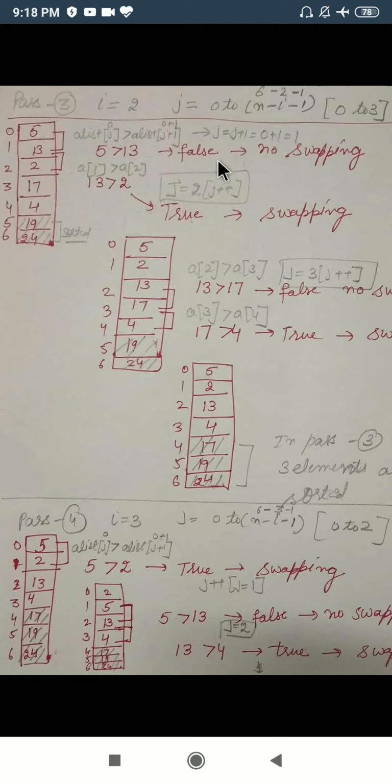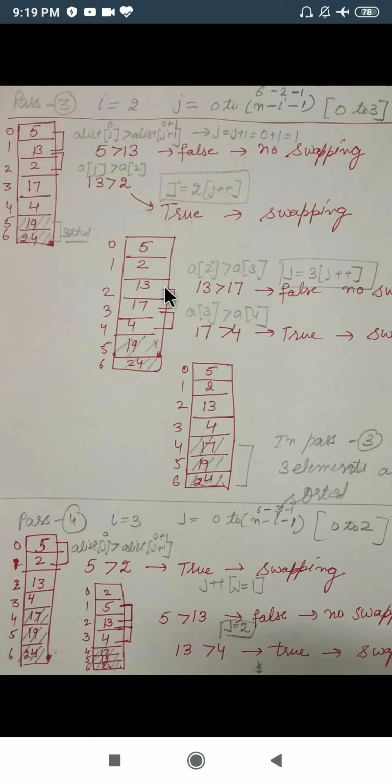Okay, after this case j has become 1. So aj is greater than aj plus 1, so it is true. So, true, we will go for swapping, and after swapping what will be the final outcome of this list? So 2 will come up and 13 will go down.